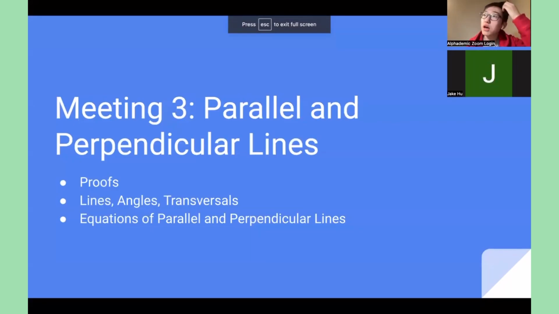So today I will be covering parallel and perpendicular lines.